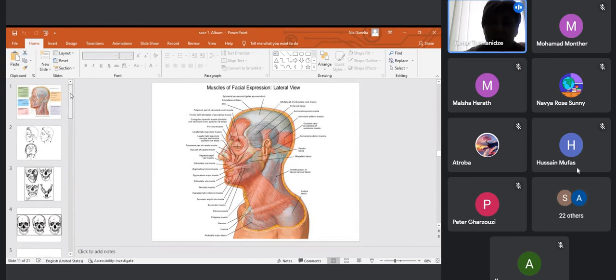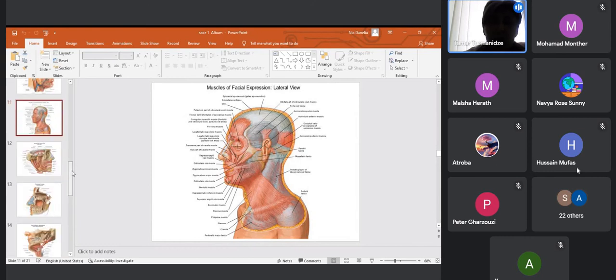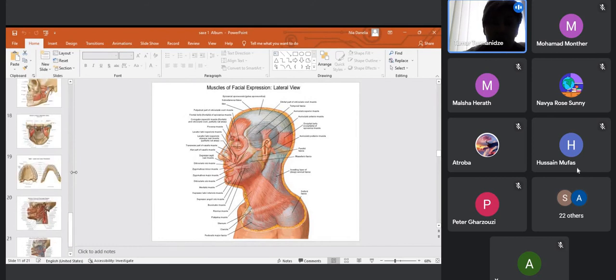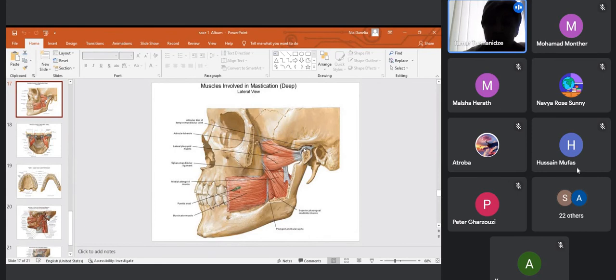Muscles of mastication, we have four pairs of muscles. These are the lateral pterygoid muscle, which originates from the pterygoid process of the sphenoid bone, and its fibers are inserted into the articular disc. The medial pterygoid muscle, which also originates from this pterygoid process of the sphenoid bone and is attached to the inner surface of the angle and the ramus of the mandible.